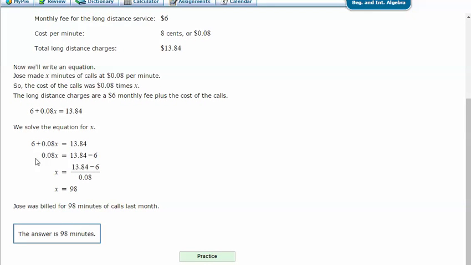And so we subtract 6 from both sides. And this right here, on the right side of the equation, 13.84 minus 6 is actually 7.84. And then we need to divide both sides by 0.08 to solve for X. And so what they're not showing, but it's what's going on here, is 7.84 divided by 0.08 solves the equation for X, which is 98. So Jose was billed for 98 minutes of calls last month. Let's try another one.